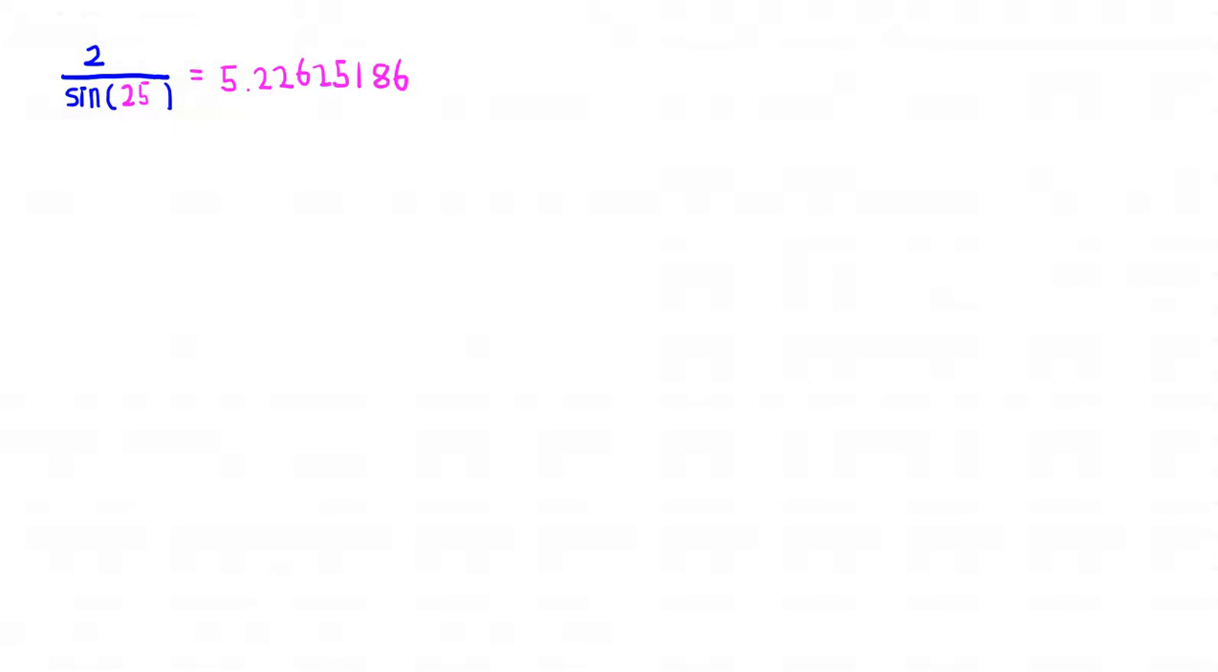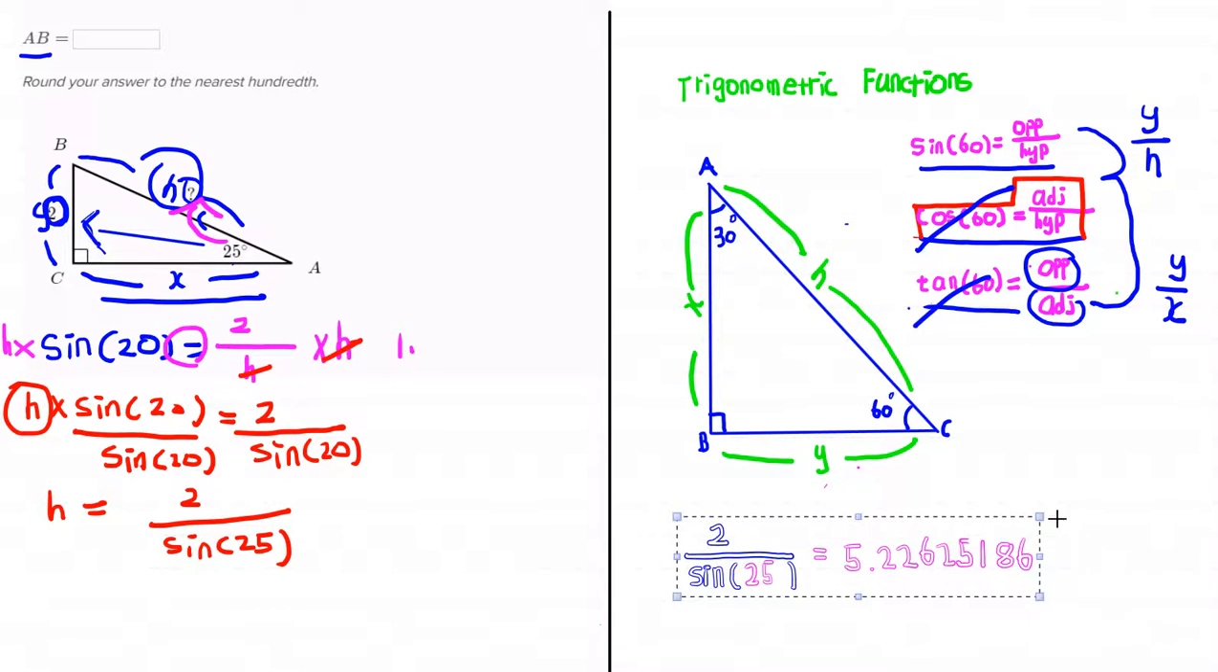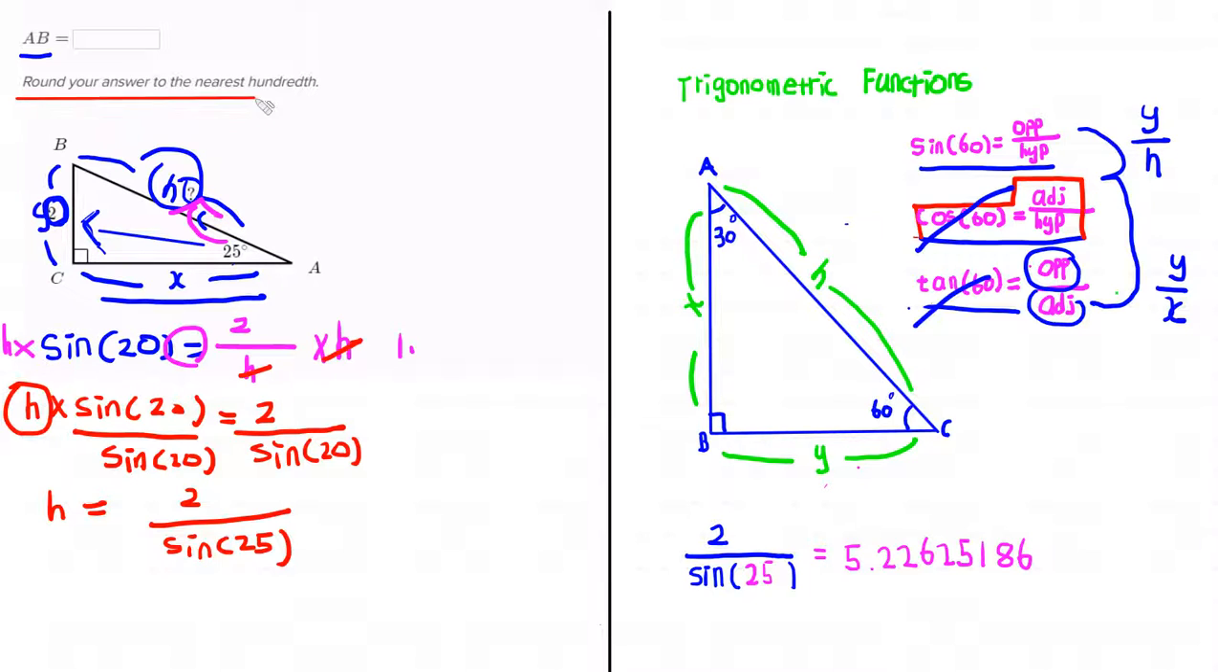And I already calculated the value of 2 over sine of 25, which is 5.22. I'll just post it here. It is 5.2262586, but in the question, if you read it carefully, it says round your answer to the nearest hundredths place. So we can round it to the hundredths place, which will give us approximately 5.23. So the answer, the h value, is approximately 5.23.